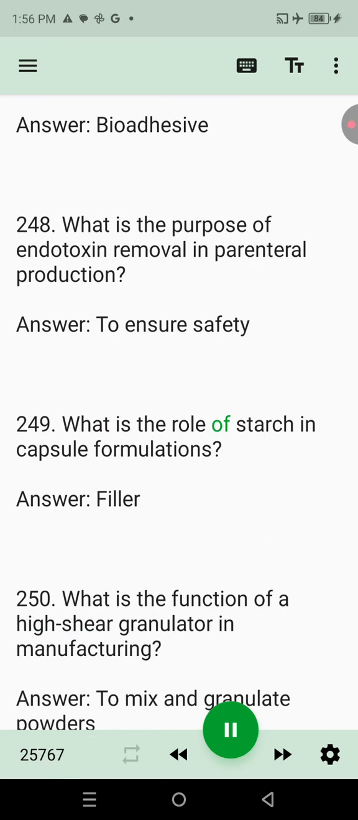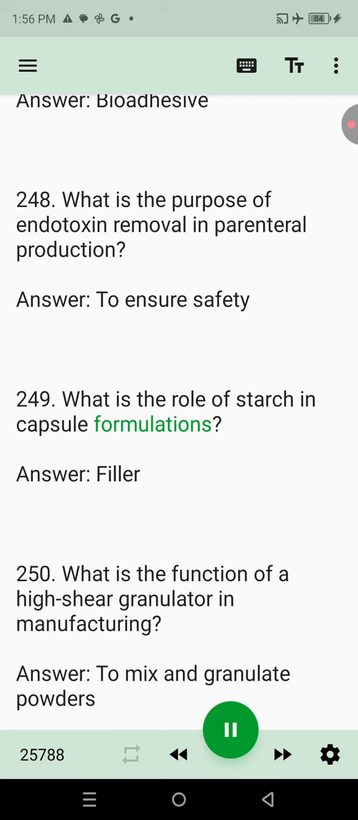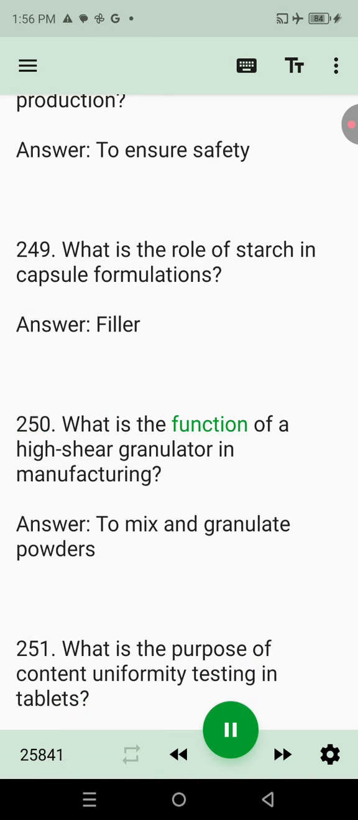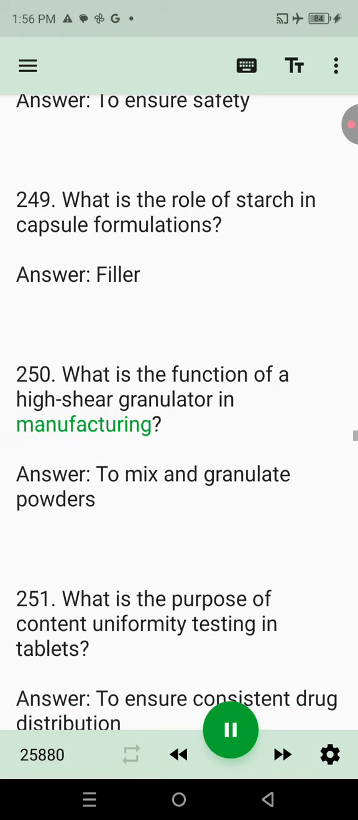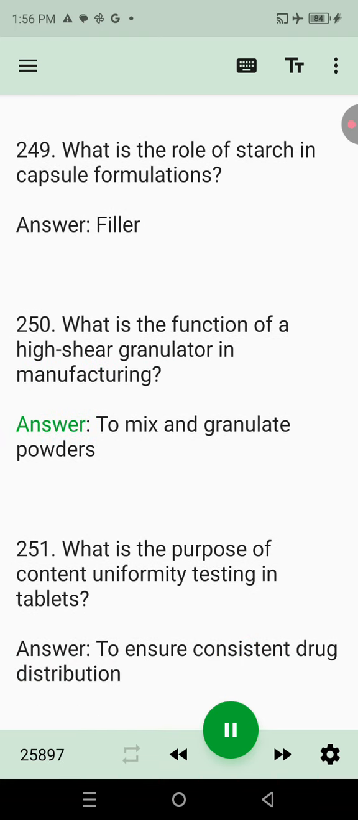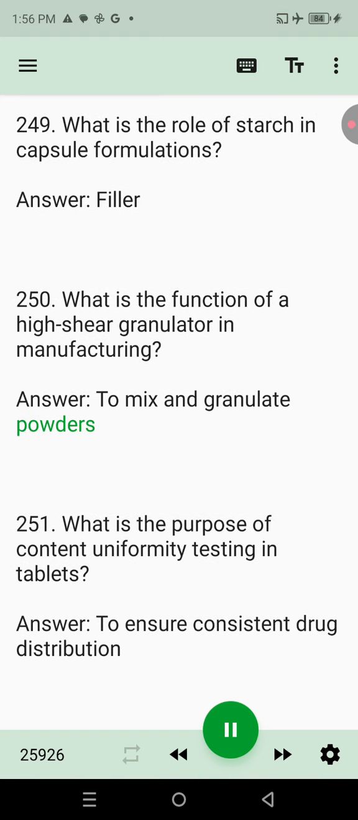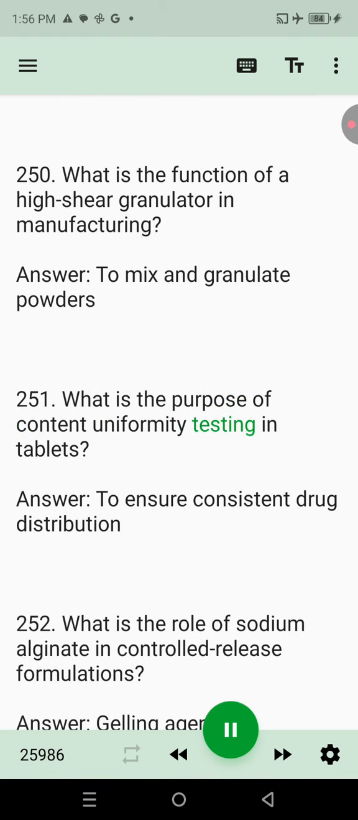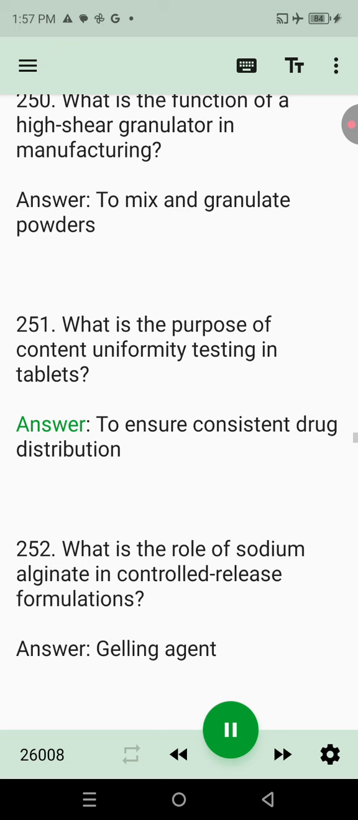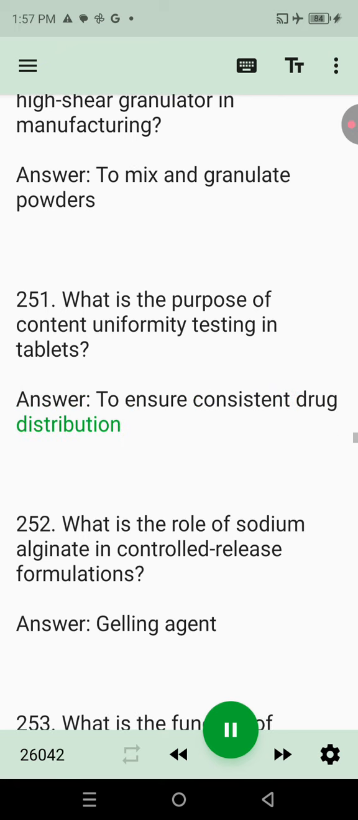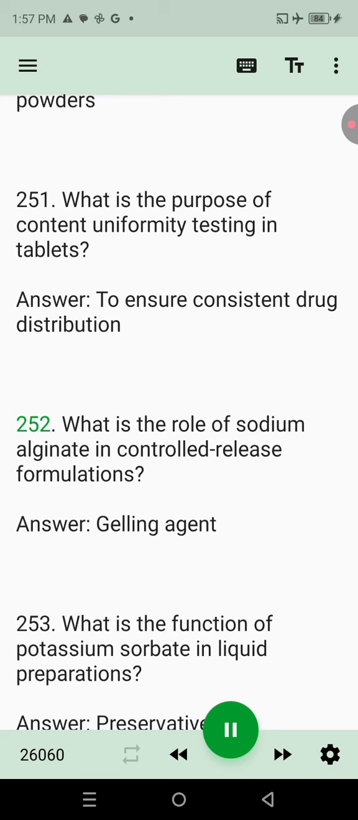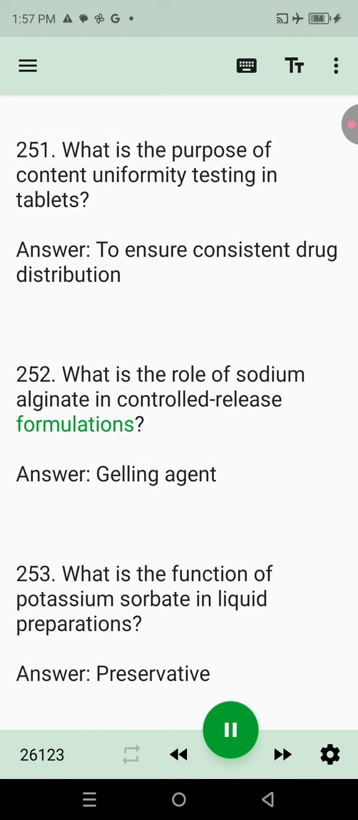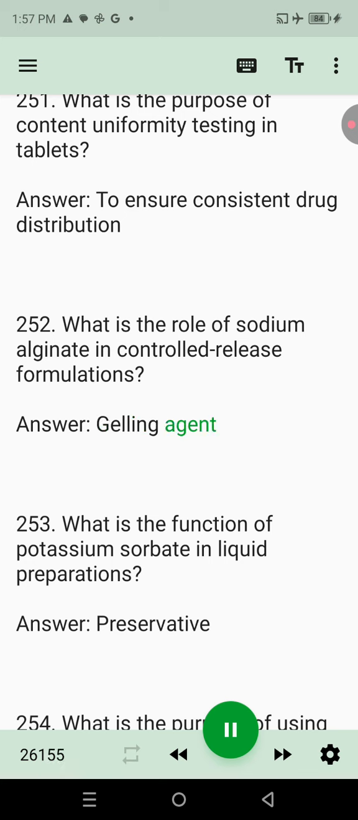249. What is the role of starch in capsule formulations? Answer: filler. 250. What is the function of a high shear granulator in manufacturing? Answer: to mix and granulate powders. 251. What is the purpose of content uniformity testing in tablets? Answer: to ensure consistent drug distribution. 252. What is the role of sodium alginate in controlled release formulations? Answer: gelling agent.